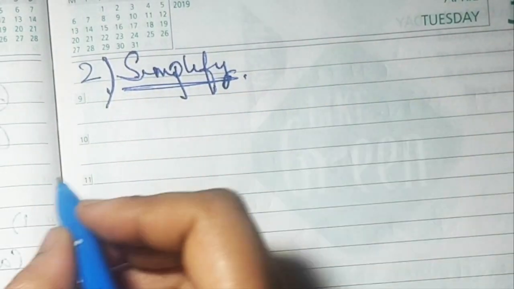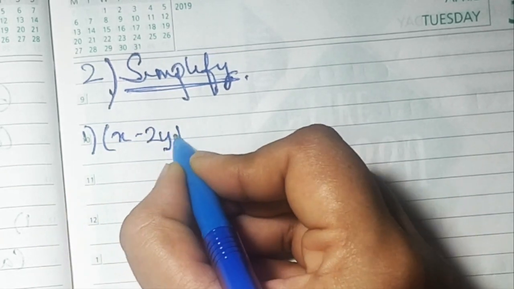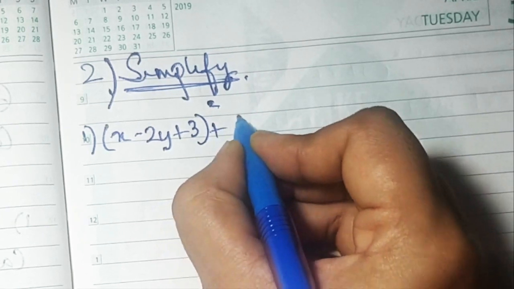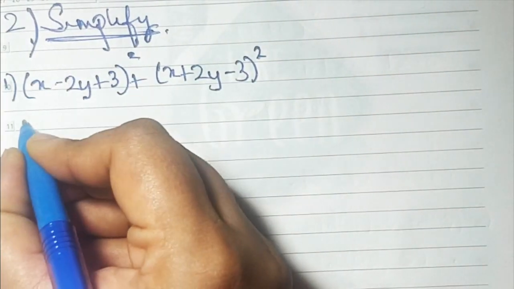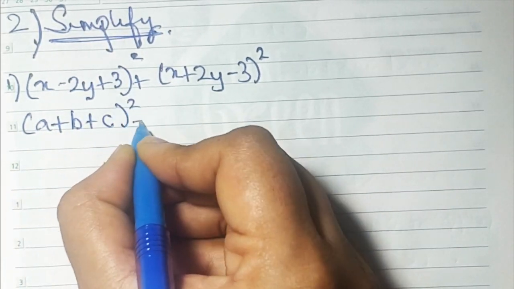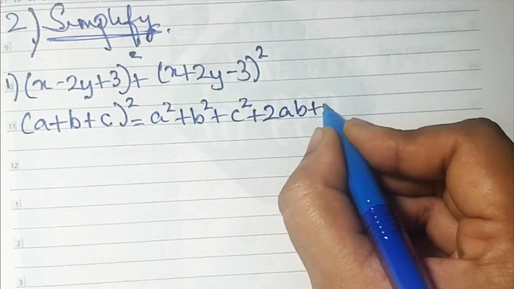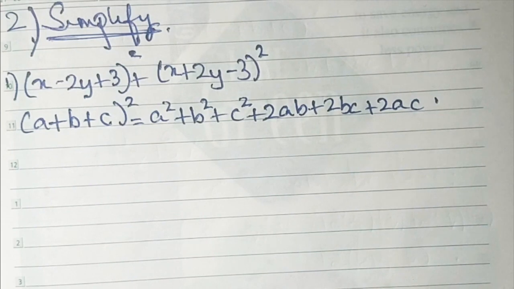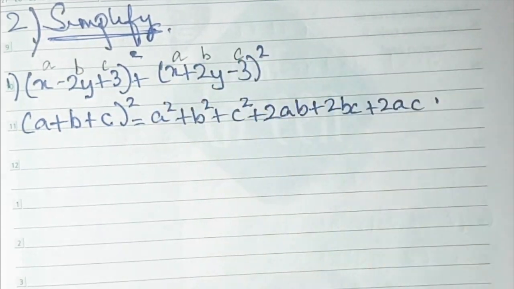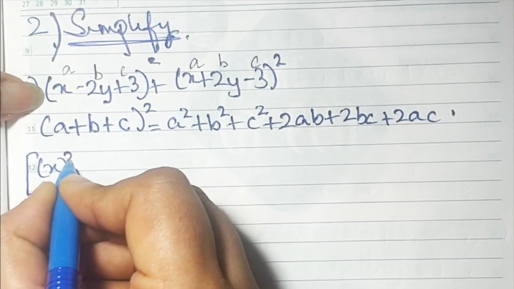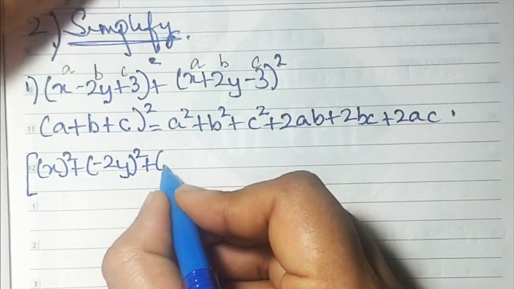Let's begin. Sum number one: (x minus 2y plus 3) the whole square plus (x plus 2y minus 3) the whole square. First write the formula. The formula is (a plus b plus c) the whole square is equal to a square plus b square plus c square plus 2ab plus 2bc plus 2ac. Here a, b and c: a square means x square, plus b square means (minus 2y) square, plus c square means 3 square.